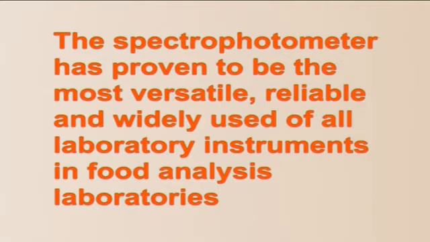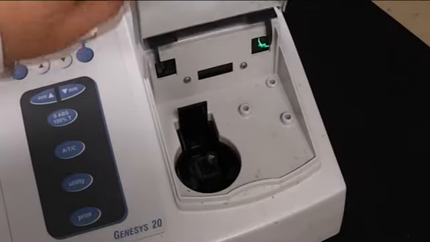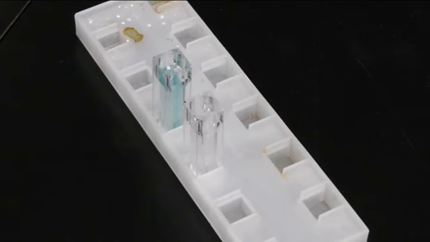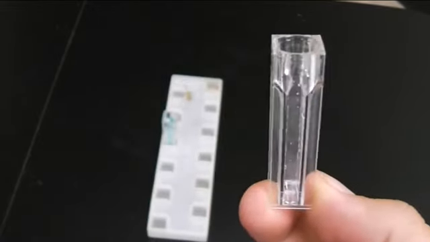Introduction. The spectrophotometer has proven to be the most versatile, reliable and widely used of all laboratory instruments in food analysis laboratories. The majority of clinical chemistry procedures have been developed to produce colored end product which can be detected and measured by some sort of photometer. Spectrophotometry is the quantitative measurement of how much a chemical substance absorbs light by passing a beam of light through the sample using a spectrophotometer.